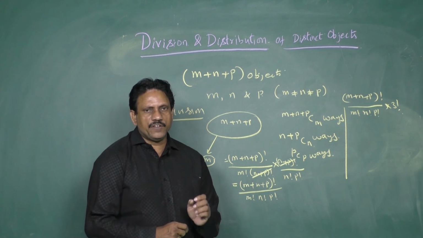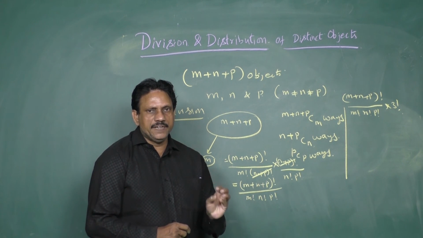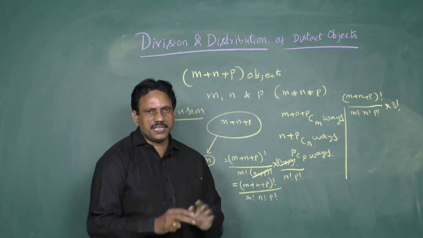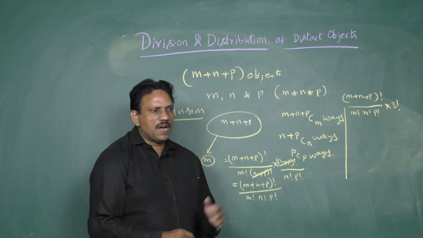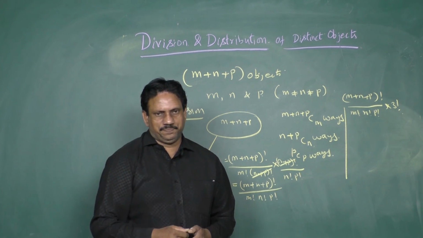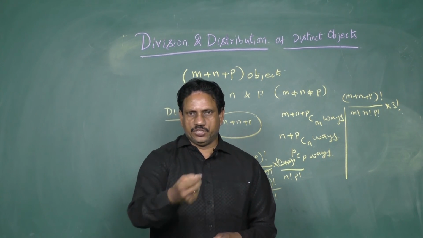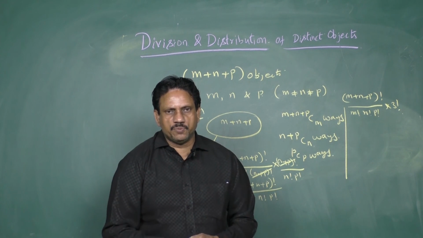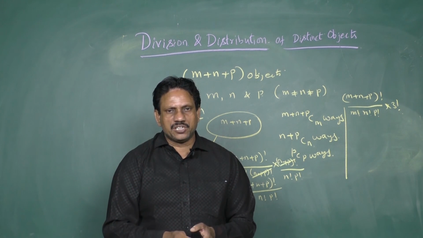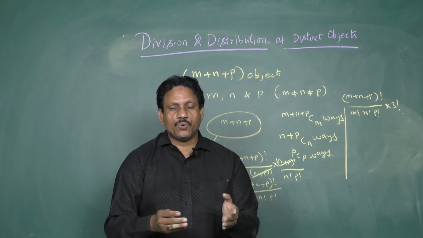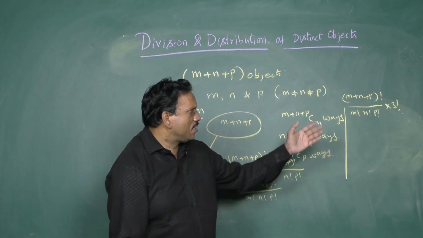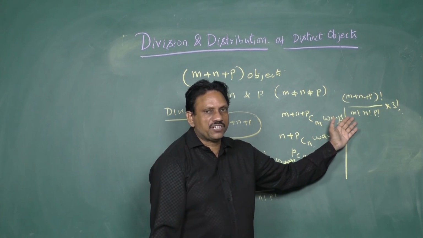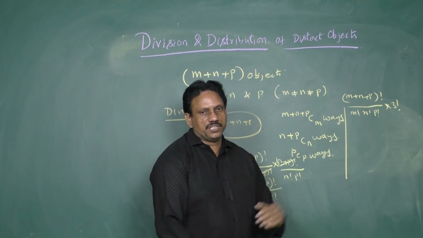Once again, whenever you want to do problems based on division and distribution of distinct objects, first you divide into the group sizes M, N, P like that. After division, you go for distribution. How many persons do you have to distribute to? 3, 4, 5, n. Among themselves, in how many ways can you distribute? Both works are done simultaneously, division and distribution. We are going to use the multiplication rule. That is the reason we get M plus N plus P whole factorial by M factorial, N factorial, P factorial into 3 factorial ways.